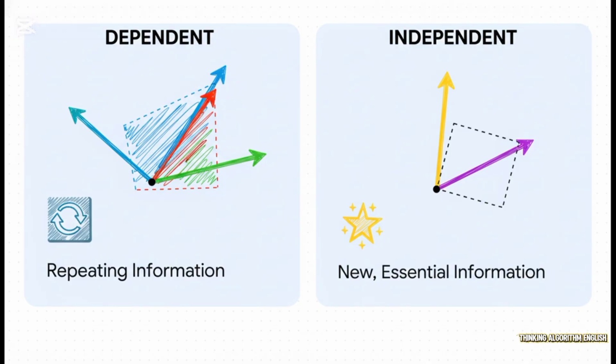On the left, you've got linearly dependent vectors. Think of them as redundant. One of them is just a mix of the others, so it's not adding anything new. But on the right, linearly independent vectors are the essential ones. Each one brings a new direction to the table.